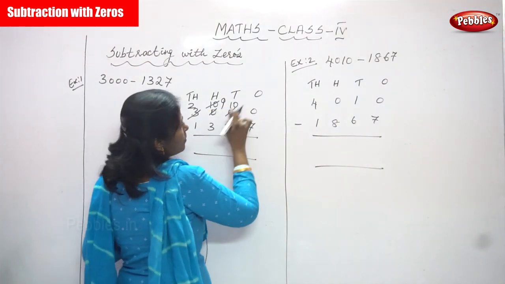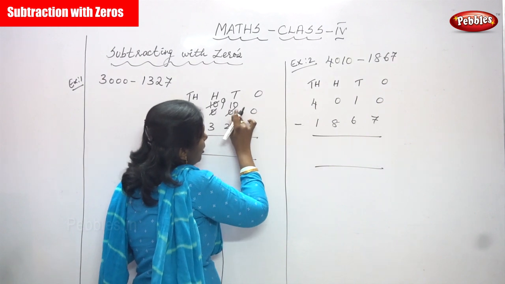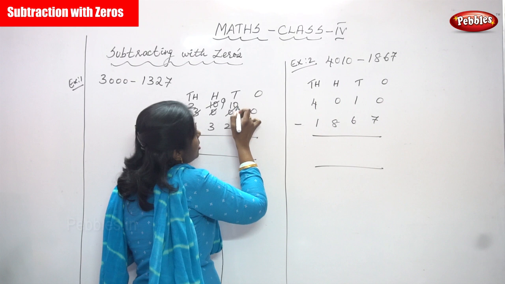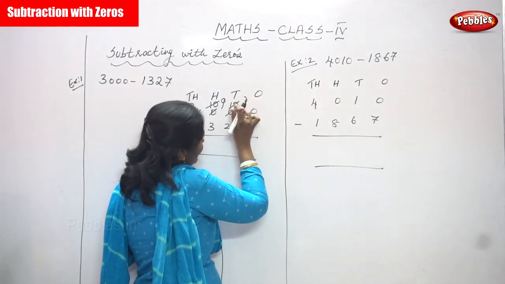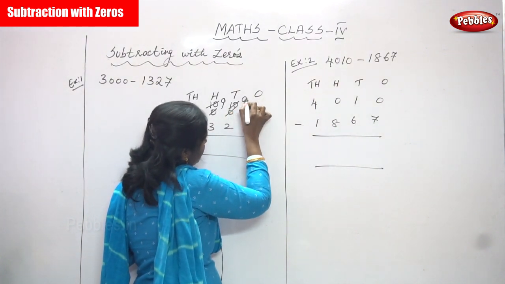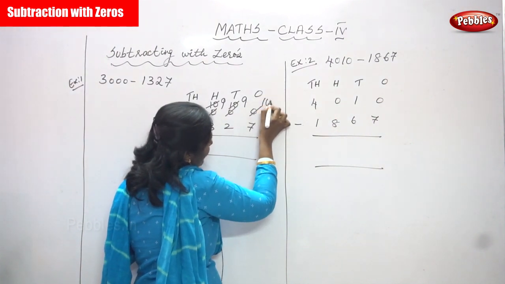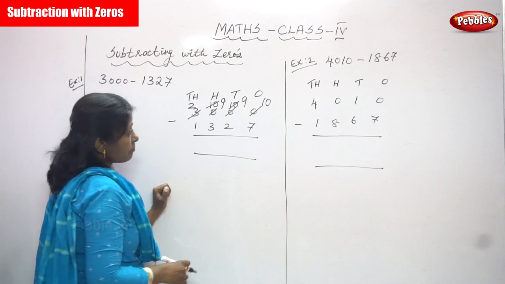Again you have to borrow 1 from the tens place. So this 10 becomes 9, and this ones place 0 becomes 10. I'll repeat once again.